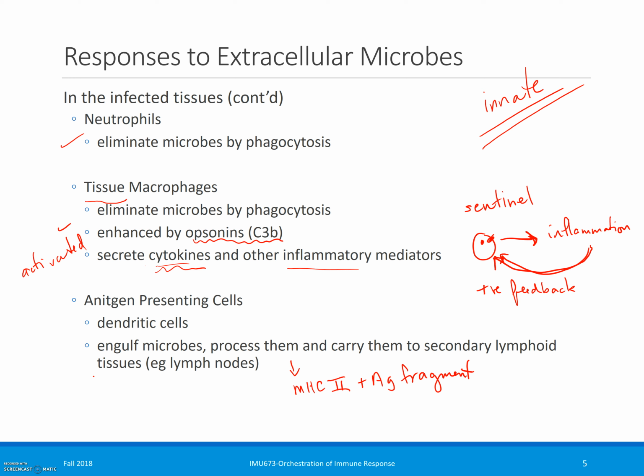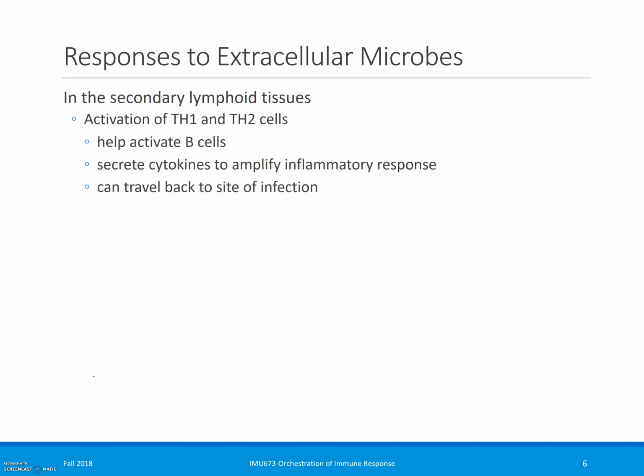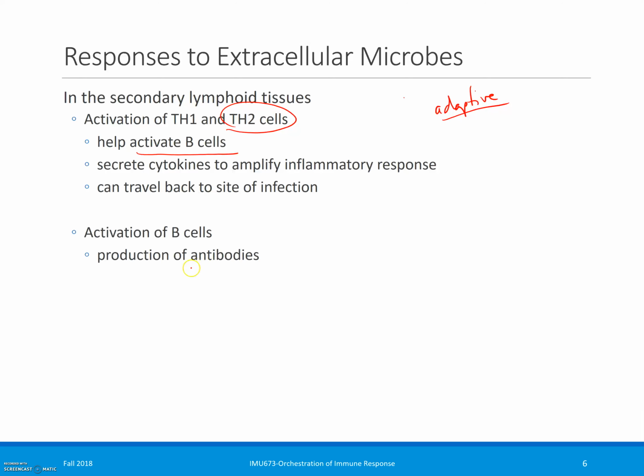Now, some of the antigen also might make its way to the lymph nodes and encounter the antigen presenting cells there as well. And as we talked about over the last couple of weeks, the antigen presenting cells are then going to start the process of adaptive immunity, where you get activation of the Th1 and Th2 helper T cells, which are going to be helping to activate the B cells, these guys in particular. So the B cells become activated, the B cells secrete cytokines, they can travel to amplify the inflammatory response, and most importantly, this leads to production of antibodies.